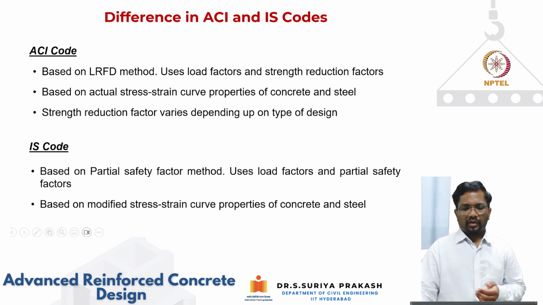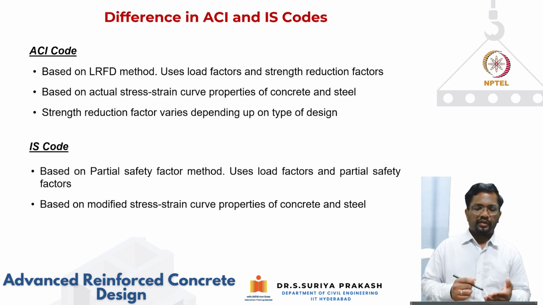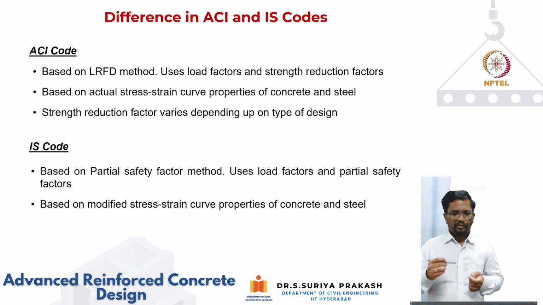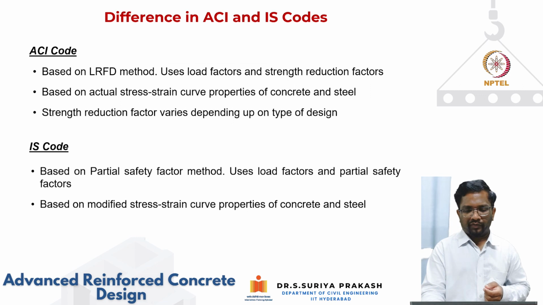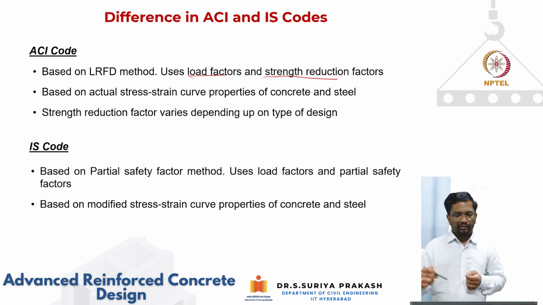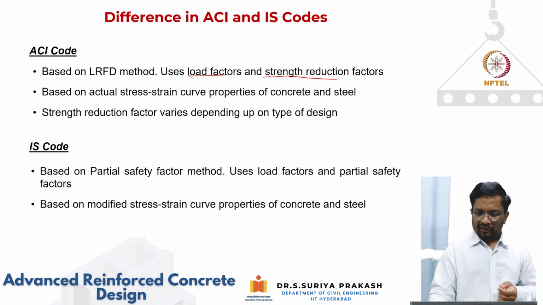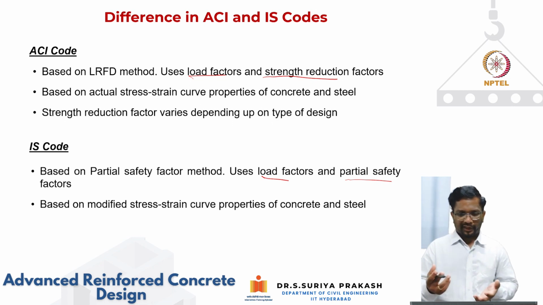Right. So now let's briefly talk about differences in American Concrete Institute and IS code. The ACI code is based on the load resistance factor design method and uses load factors and a strength reduction factor. In the IS code, we also use load factors, but what we use is a partial safety factor or partial material safety factor. Here, what they do is a strength reduction factor. Again, the philosophy is nearly the same, right?